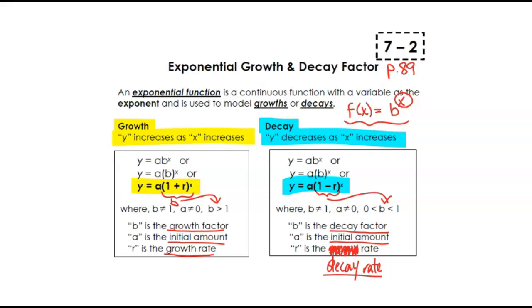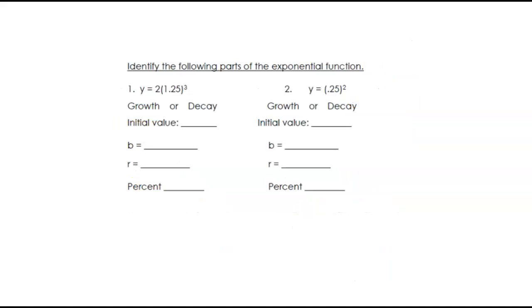So we're going to flip to some examples. We're going to pick out some of the pieces of these exponential functions. May I change the screen? All right. So if I want to identify the following parts of the exponential function, and I look at number 1, I want to know if it's growth or decay. So what should I look at? What part? The parentheses. This is the b value that's in here.